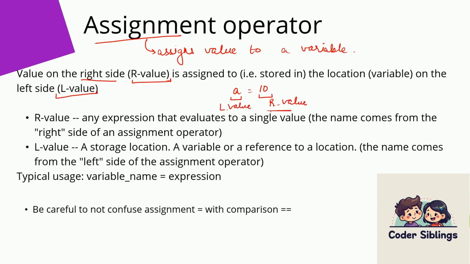So the R value is being stored into the L value, and this equal to sign here is known as the assignment operator, right? So R value is any expression that evaluates to a single value, and it's on the right side of the assignment operator. And L value is a storage location, that means a variable or a reference to a location, that is A in case of this example, and it is always to the left side of the assignment operator.